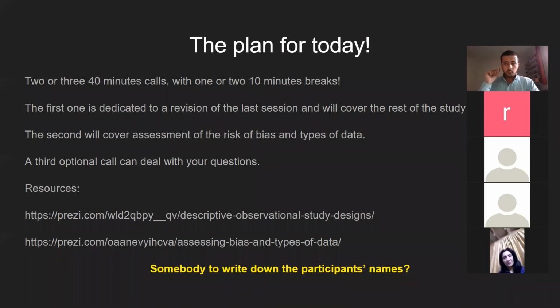The plan for today, we will have two calls. Each call will last for 40 minutes, and we can have a third one for questions maybe. For the first one, we will do a small revision for the last session, and we will continue with the rest of study types. For the second part, we will try to analyze the types of bias and the types of data. And for the third one, it will just be for your questions.